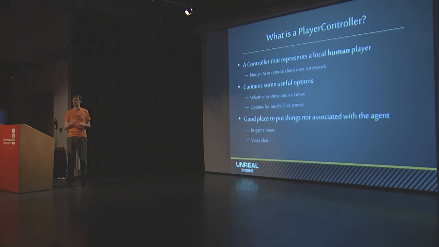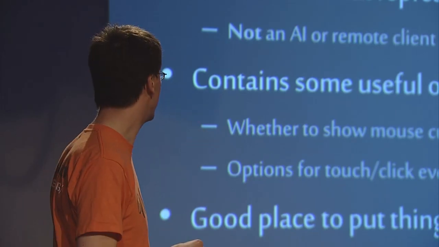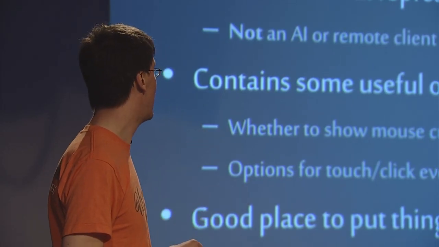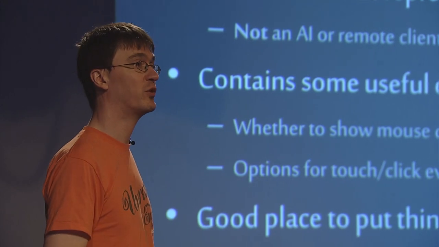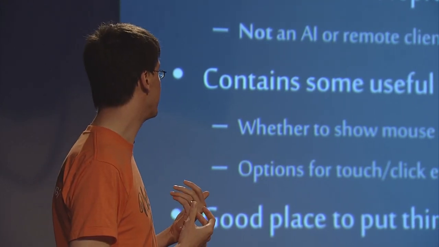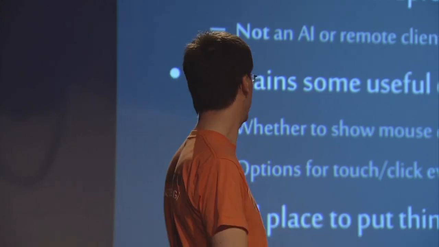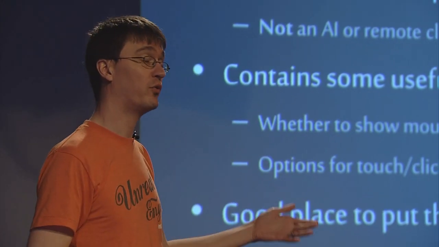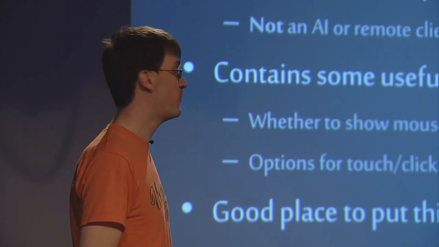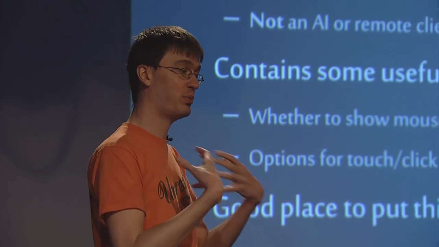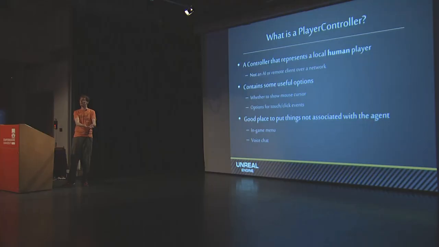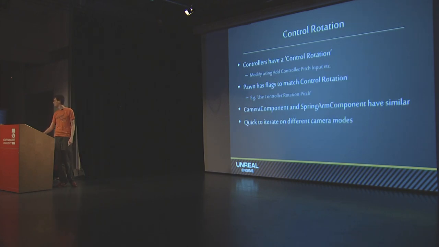So if you want to make an RTS versus a first-person shooter, that's where the option is. And there's various options in there for clicking on things in the level. And it's a good place to put any kind of behavior, either in a blueprint or in C++, that deals with an in-game menu, for example, something that's not related to the actual bloke running around in the level. Voice chat, we have support for that in the player controller as well. So if you think of things that pertain to the player himself rather than his entity in the world, that's the place to put it.